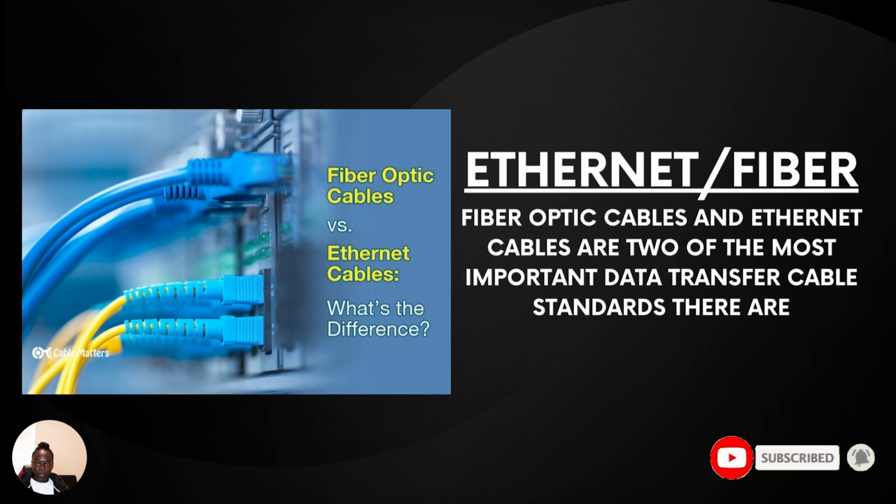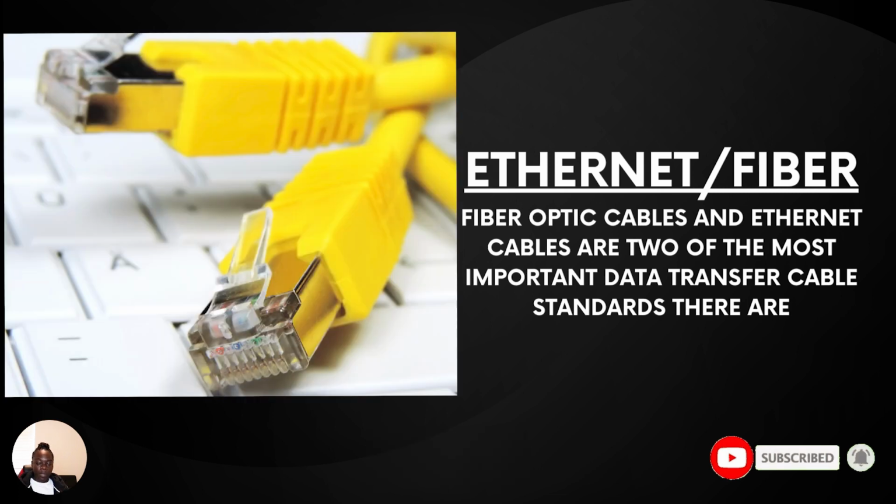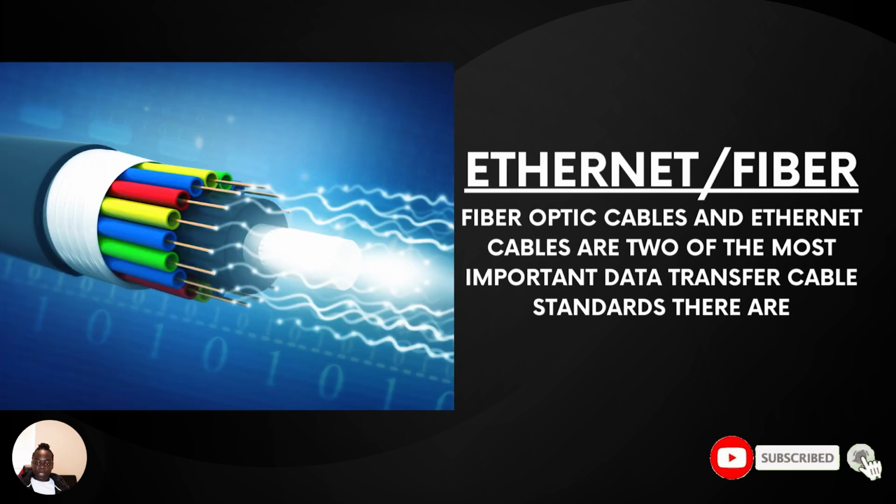The difference between the two is that Ethernet is made up of copper. It's a twisted pair of copper, and it uses electricity to transmit data. Fiber is a little bit different because it's made up of a glass fiber core, and that core allows a beam of light to basically bounce up and down that cable and transmit information, essentially.